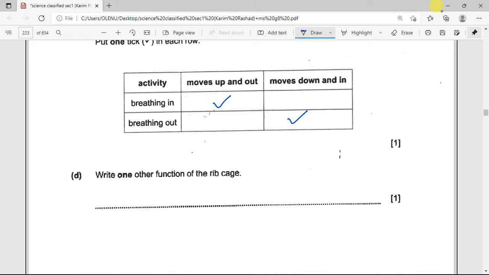Now write one other function of the rib cage. It helps to protect vital organs, i.e. look at the lungs. That's it.